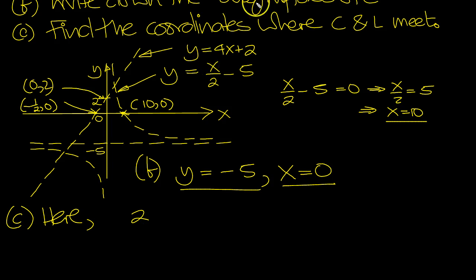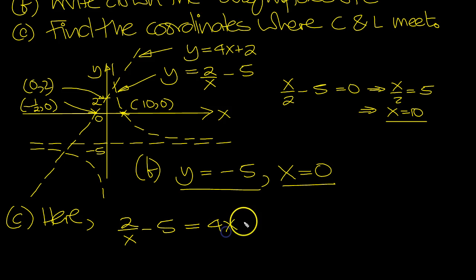So x over 2 rather. No, sorry. This should be 2 over x, shouldn't it? Just labelled it wrong. 2 over x. So 2 over x minus 5 is equal to 4x plus 2. So that tells us multiply by x all the way through then, but we could move this over first, couldn't we? Well, let's just multiply by x all the way through. 2 minus 5x equals, multiplied by x, 4x squared plus 2x.